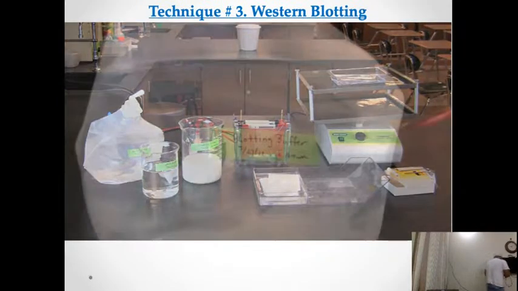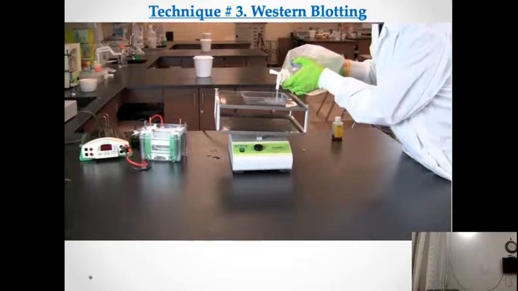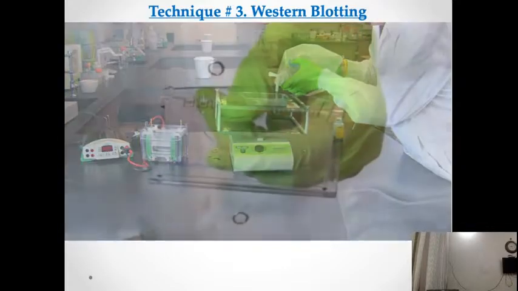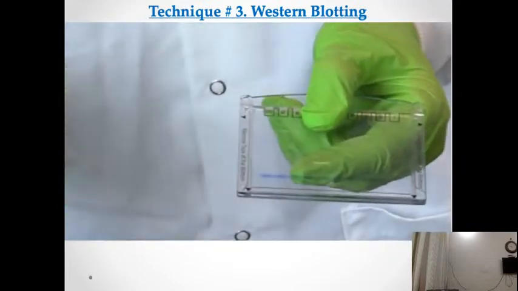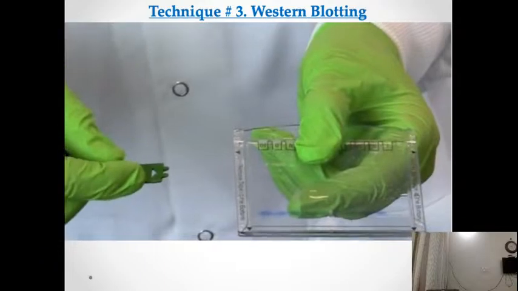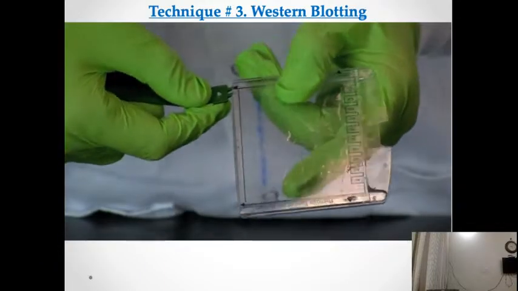First, fill a tray with blotting buffer. You'll be using this buffer to equilibrate your gel prior to starting the Western blot. Next, remove the gel from the gel cassette using the opening key. Line up the arrows on the opening lever with the 4 arrows on the cassette to open the cassette.